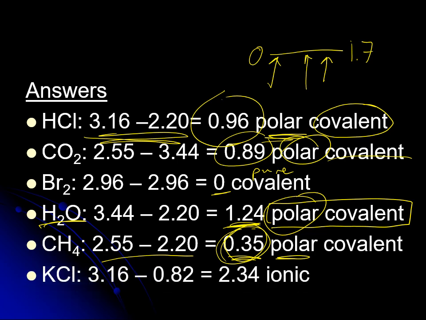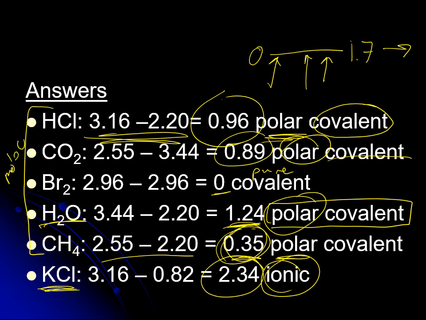And KCl, 2.34, you're definitely over the 1.7, so we refer to this as an ionic compound. And again, if you're trying to visualize these, these first five are all molecules, because they all are below the 1.7. KCl, however, is ionic, so it's an ionic substance because it's over 1.7.